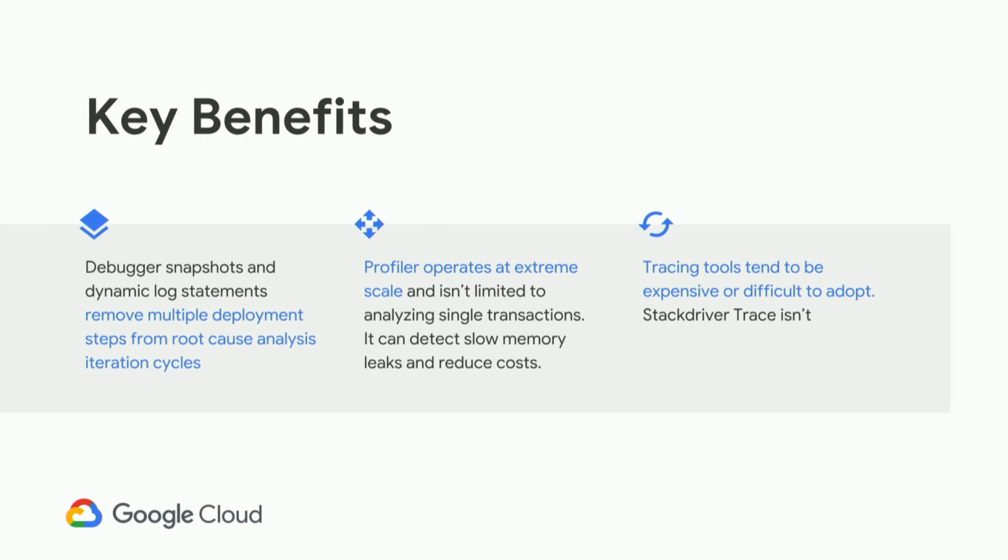So to recap what we just went through, because I know it was quite a bit, we have Stackdriver Debugger. Debugger snapshots and dynamic log statements remove a lot of steps from your root cause analysis cycles. You can imagine that snapshots or laying down log points would replace the traditional debugging steps that you might have today. At a lot of companies, when there's a code error and they don't know where it is, they add log statements to their code.